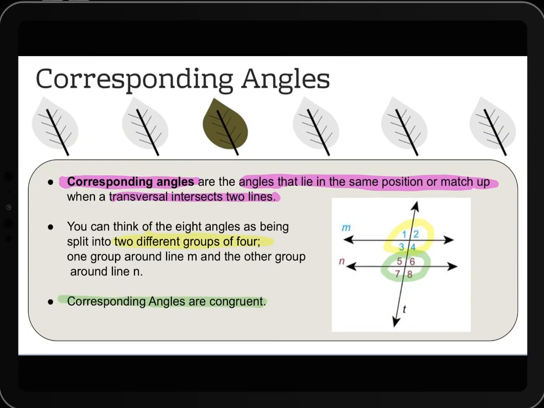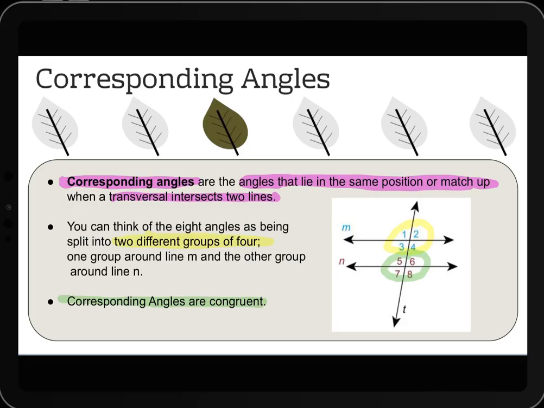So the first type of angle pair that we're going to address is the corresponding angle pair. These are angles that lie in the same position or match up when a transversal intersects two lines. I've created two different groups here, groups of 4, so you can see the group highlighted in yellow, 1, 2, 3, 4, and then 5, 6, 7, 8. They're grouped respective to the line that they're on, right? So one group belongs to line M, and the other one is grouped around line N.